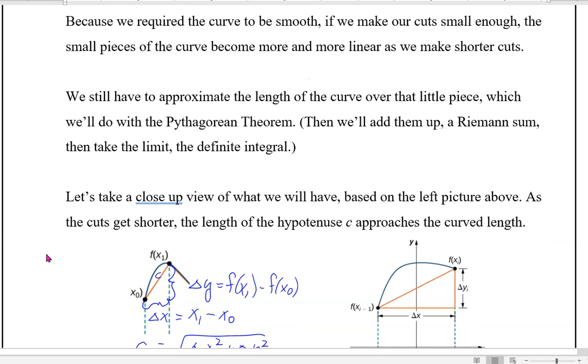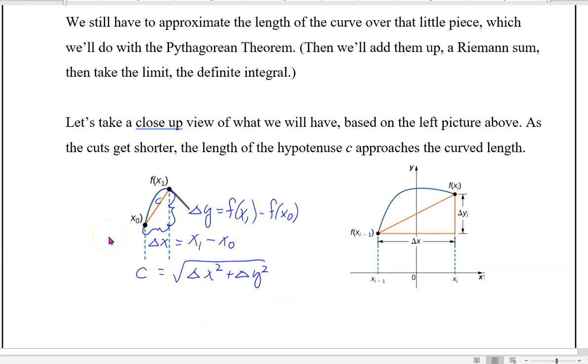Let's take a look now at a smaller shape. If we required the curve to be smooth and we make our cut small enough, then they become more and more linear as we make the cut shorter. That's because each individual piece has to be curved smoothly. It can't have corners or cusps. And if we do, then as we make the cut shorter and shorter, the small little line segments in between become straighter and straighter, and they become more and more like line segments.